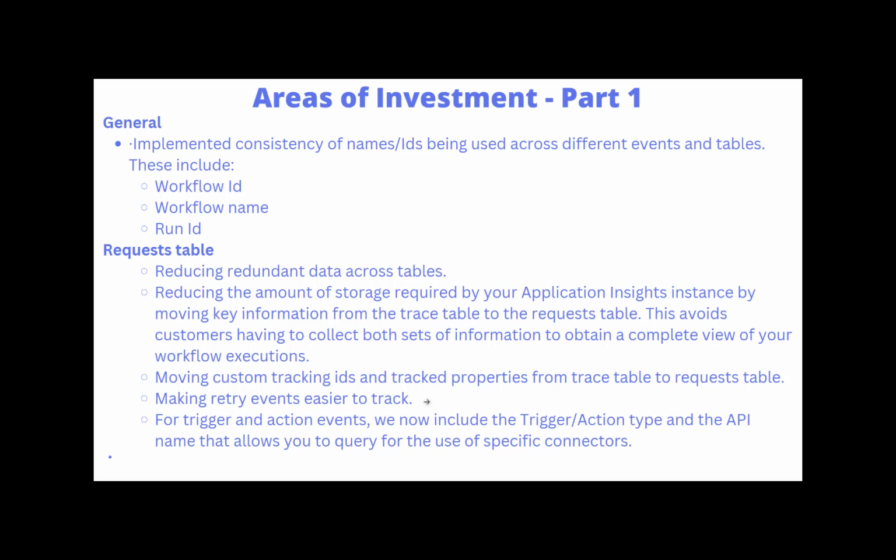And then last on the request side of things, for trigger and action events, we now include the trigger/action type and the API name, which allows you to query for the use of specific connectors. So this is pretty cool, and I encourage everyone to build this dashboard, and maybe I'll get to a sample. But this allows you to use your real runtime data to tell you which connectors are being used in your environment.